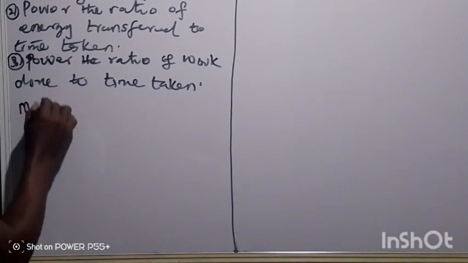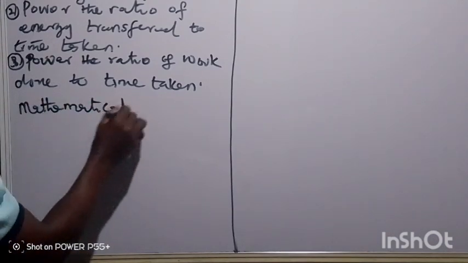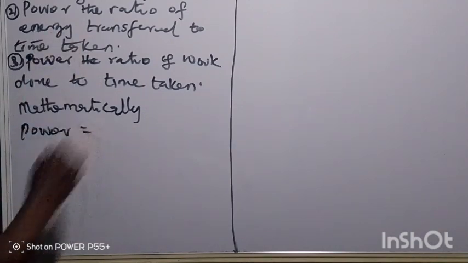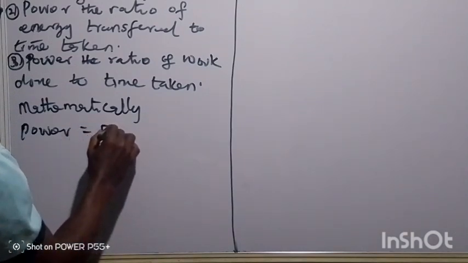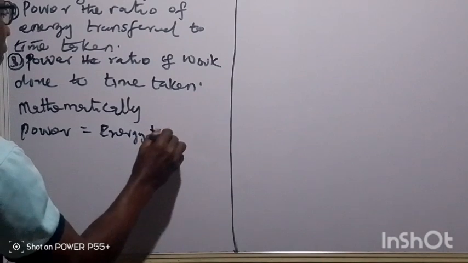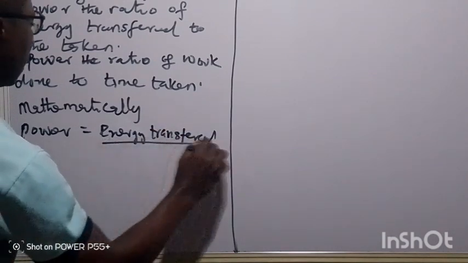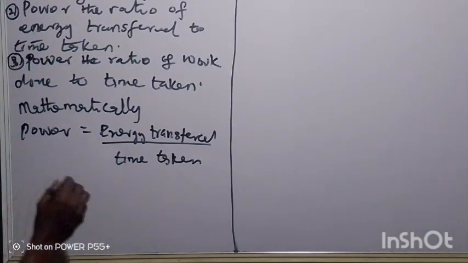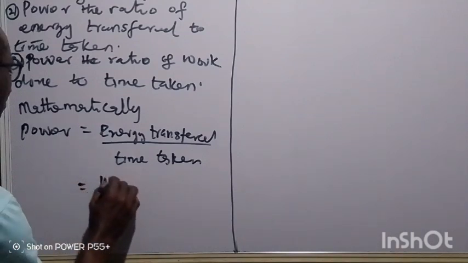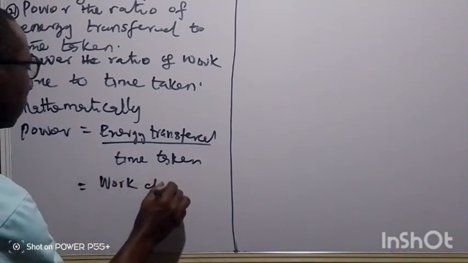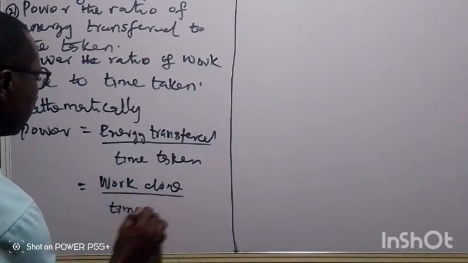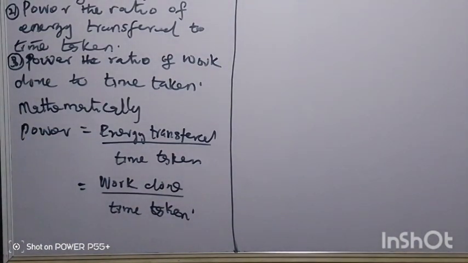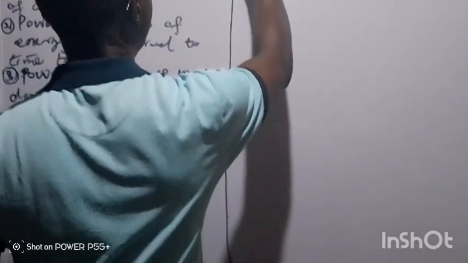Mathematically, from all these definitions, power is equal to energy transfer over time taken. Or we can say power is equal to work done over time taken. That's the formula for power.